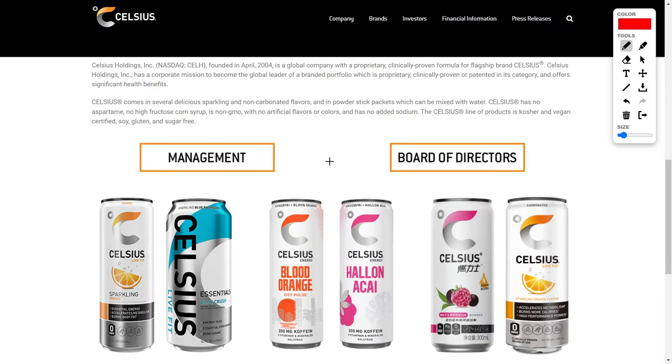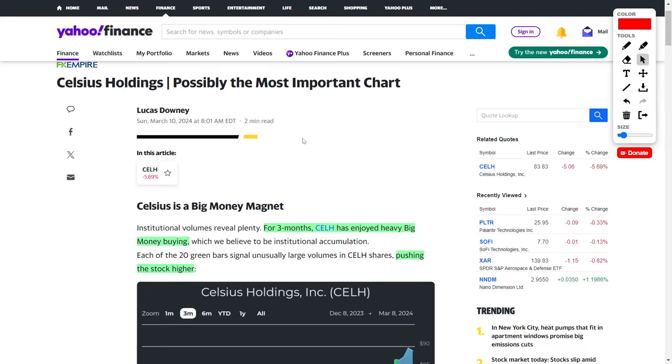Next up, let's talk about Celsius, which is a beverage company. If you didn't know, this company serves several delicious sparkling and non-carbonated flavors. Their products are also kosher, vegan certified, and they're free of sugar, gluten, and soy. So they are trying to infiltrate a load of different markets in regards to their beverages. But why is Celsius Holdings, ticker symbol CELH, in the news today?